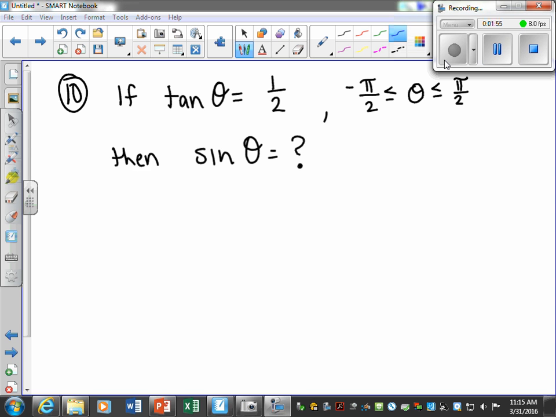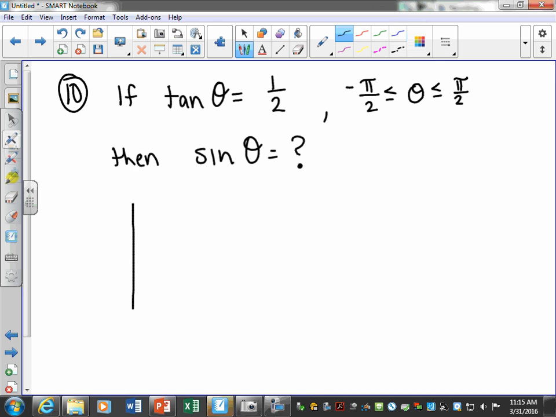And then number 10, if tangent theta is 1/2, so it tells us what tangent theta is. It also gives us our region, which is the right side of the unit circle. Then what's the sine of theta? So first of all, if the tangent, which is your sine over your cosine, that's your y over your x, is positive, then we know we are going to be in quadrant 1. Well, tangent theta is going to be what value? Your y value over your x value.